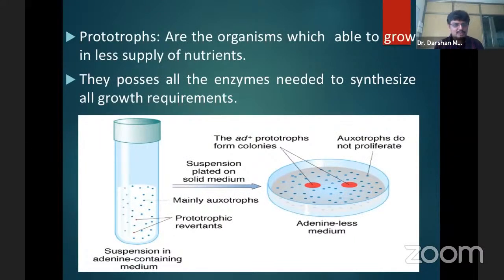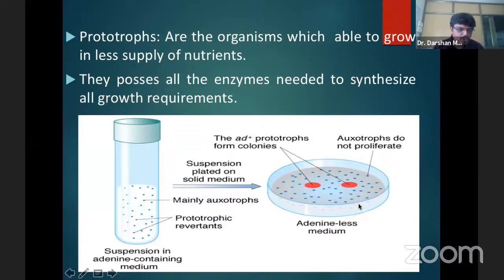Now we look at this particular image. What is going to happen? You are adding the media into the plate. We are not going into detail. Some of them are going to grow and some of them are not going to survive. Who is growing? Prototrophs are growing. Auxotrophs are not going to grow. Why? Because they are not able to survive in a limited media. What kind of media is this? It is adenine-less media, adenine is not available in it. I hope you are getting my point.